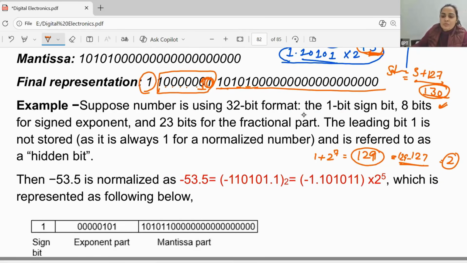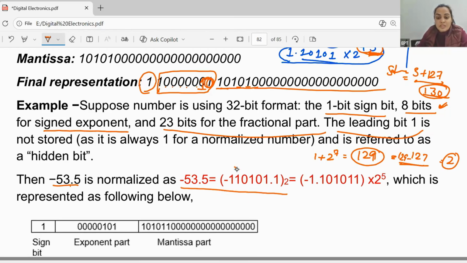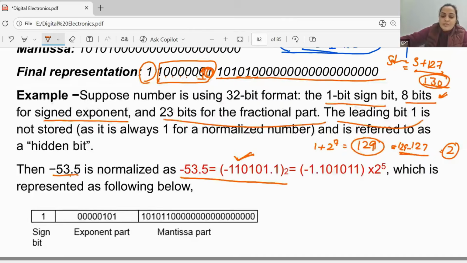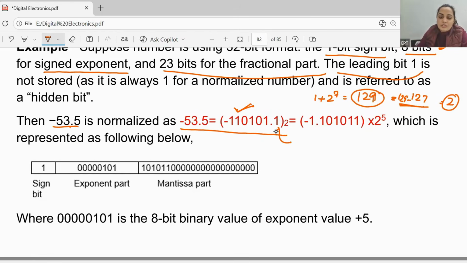Suppose the number is 32. The first bit is the sign bit, 8 bits for the signed exponent, 23 bits for the fractional part, and the leading 1 is not stored. It is always a normalized number, referred to as hidden. So minus 53.5 can be written like this. This is the fractional part and this is the integer part, right? Minus sign here. Now how will you convert this into normalized form?